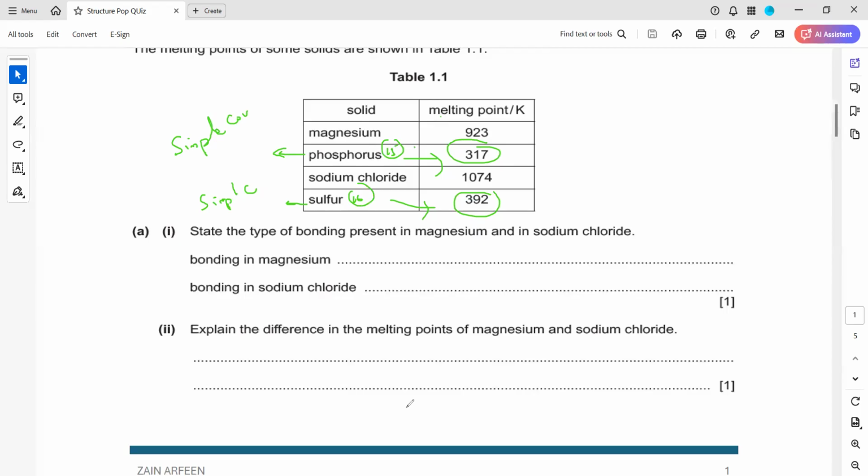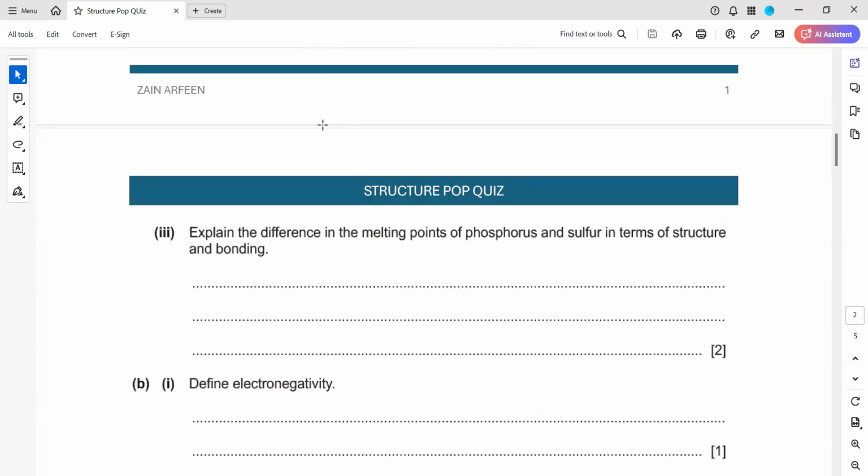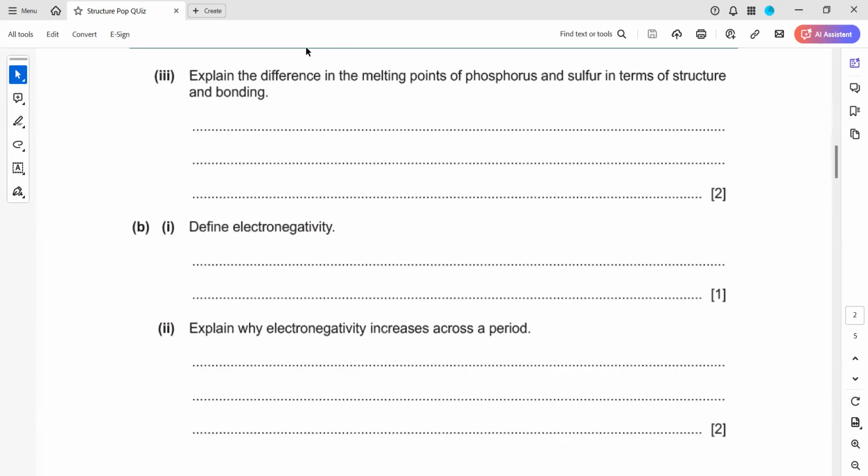And as the number of electrons increases, what kind of intermolecular force will they have? They will have dipole-induced dipole force. So both sulfur and phosphorus have a simple molecular structure and they have dipole-induced dipole forces. And the dipole-induced dipole forces increase as the number of electrons increases. That's why sulfur has a higher melting point than phosphorus.